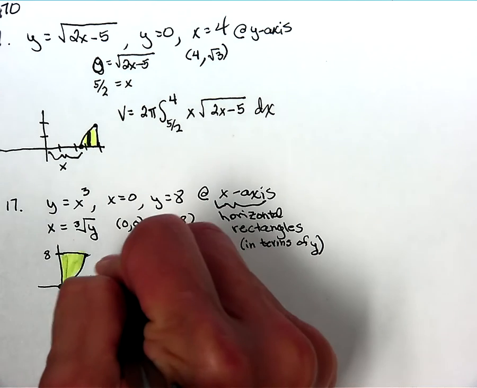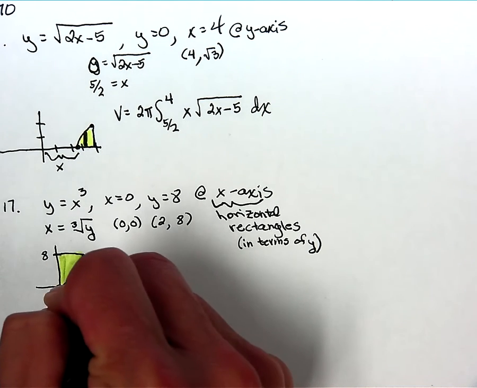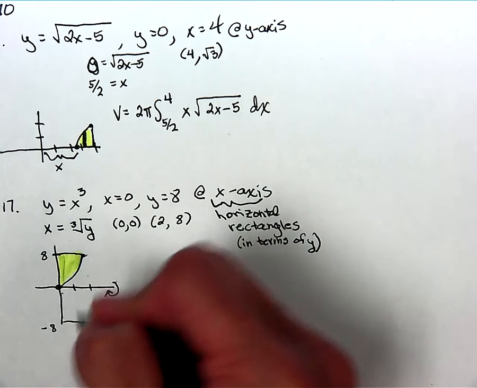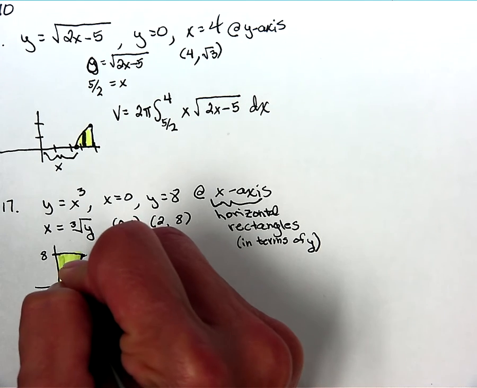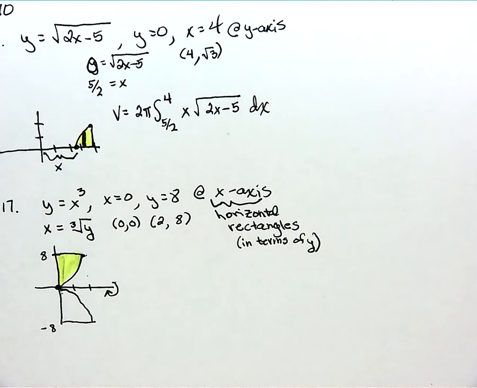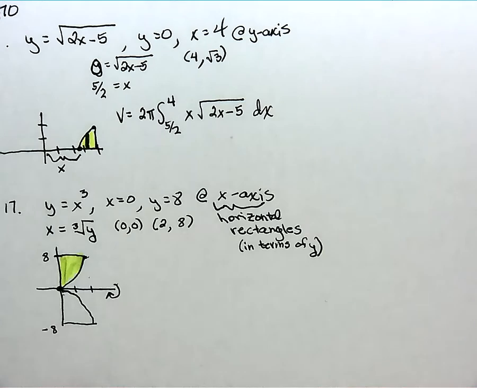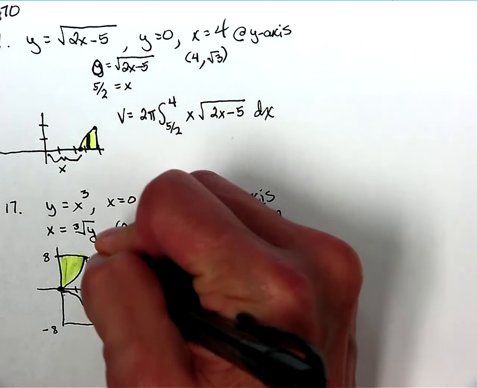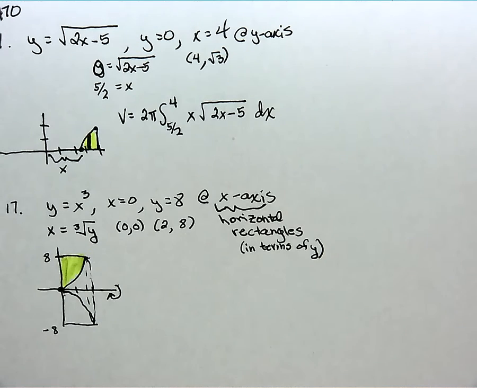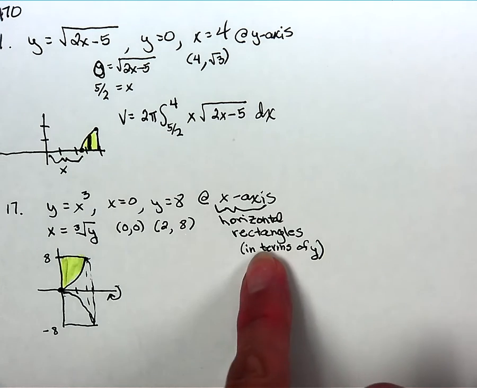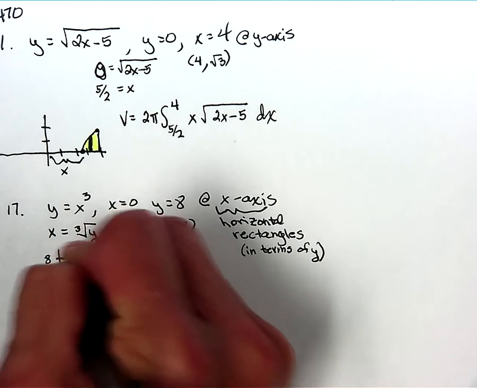Down here somewhere, there's going to be -8. And it's so hard for me. I don't know why that's hard. It just is. That's what it would look like when I rotated. And since I'm using the shell method, and we've already written down, I want horizontal rectangles. Here's one representative rectangle.